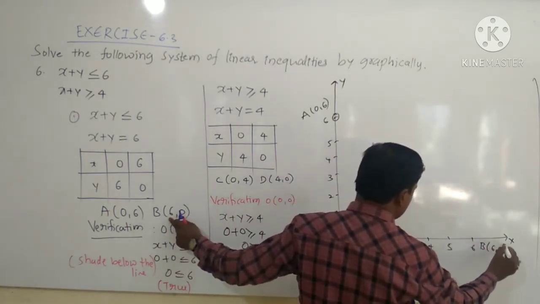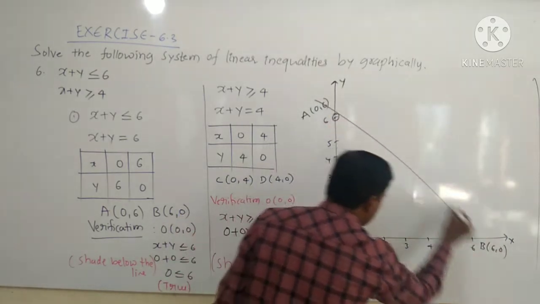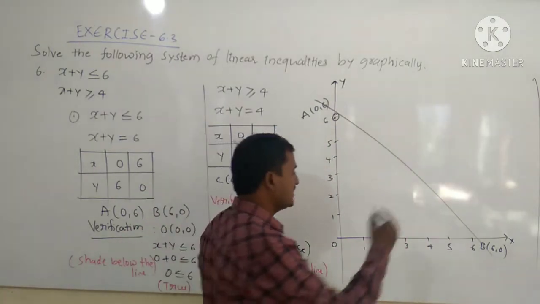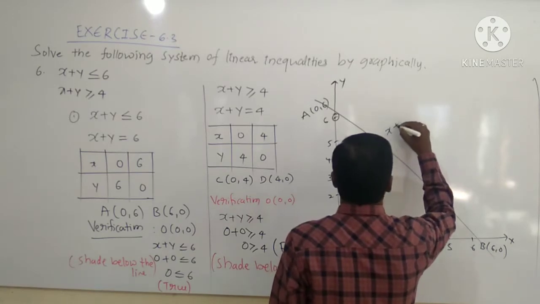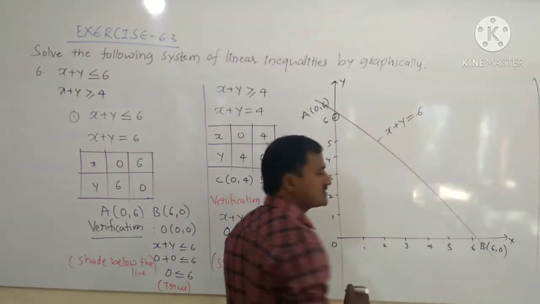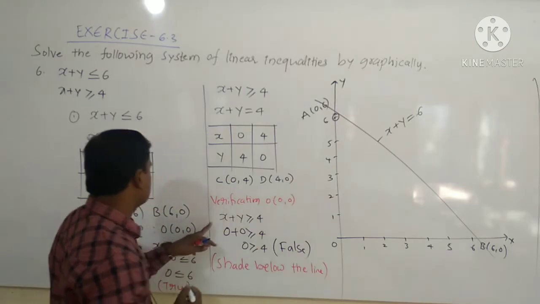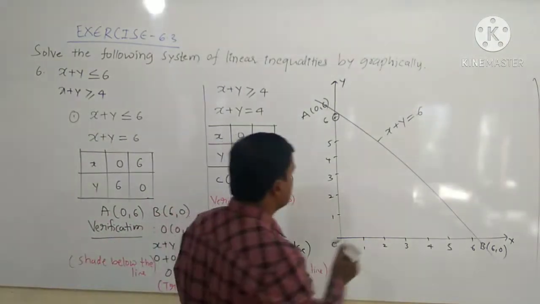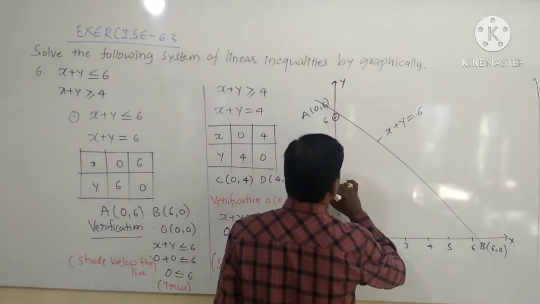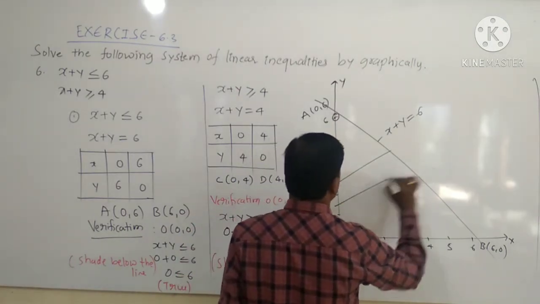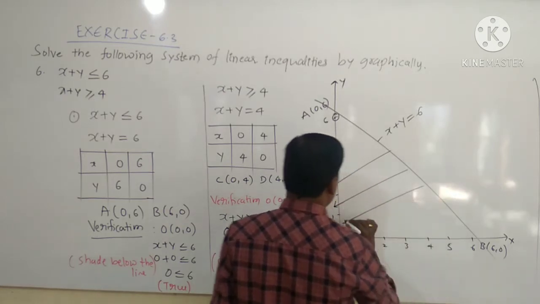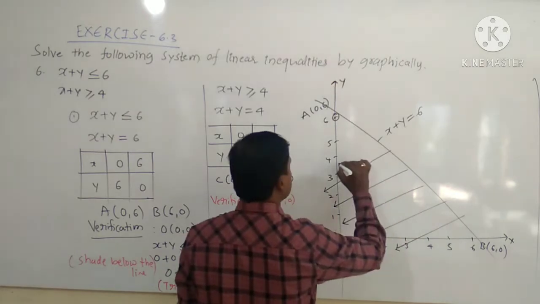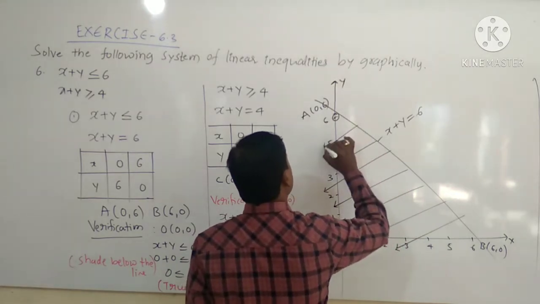Join these 2 points and you get a straight line. After drawing the line, you have to write the equation of that line, x plus y equal to 6. Next, here you have to shade below the line. Below the line means you just give an arrow mark, like this. So again, below the line.